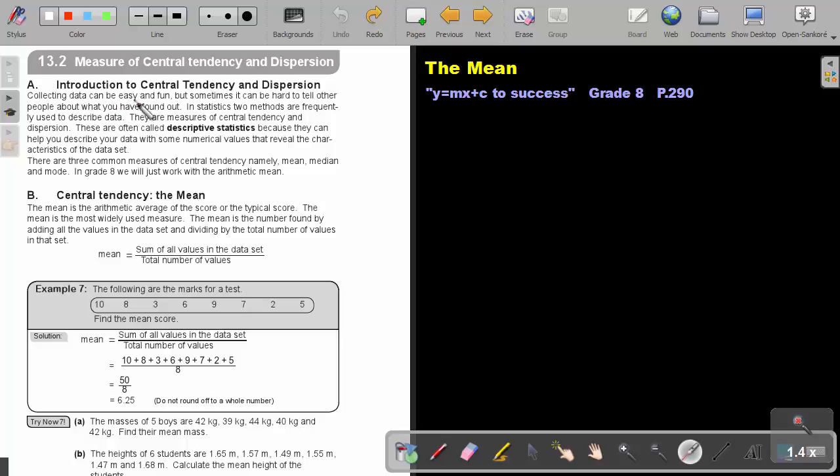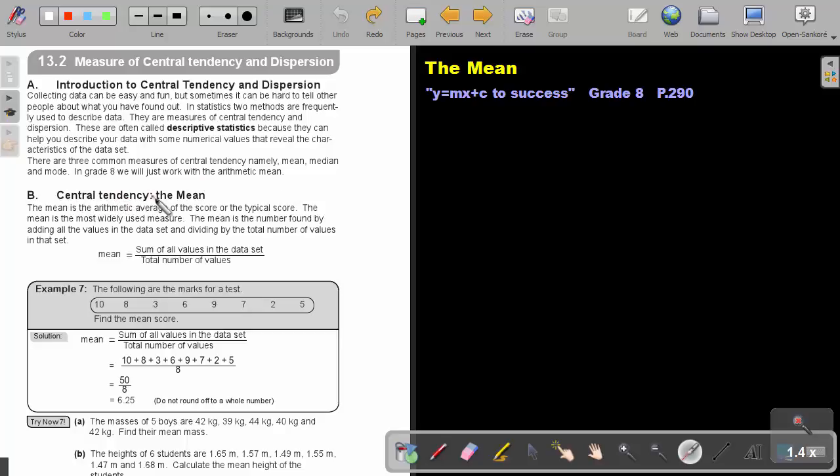Collecting data can be easy and fun, but sometimes it can be hard to tell other people about what you have found out. In statistics, two methods are frequently used to describe data. They are measures of central tendency and dispersion. These are often called descriptive statistics because they can help you to describe your data with some numerical values that reveal the characteristics of the data set. There are three common measures of central tendency, namely the mean, the median, and the mode. In grade 8, we will just work with the arithmetic mean.